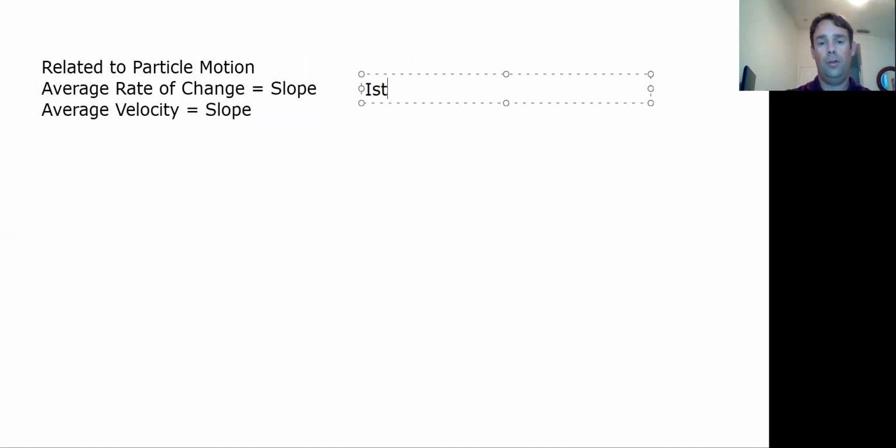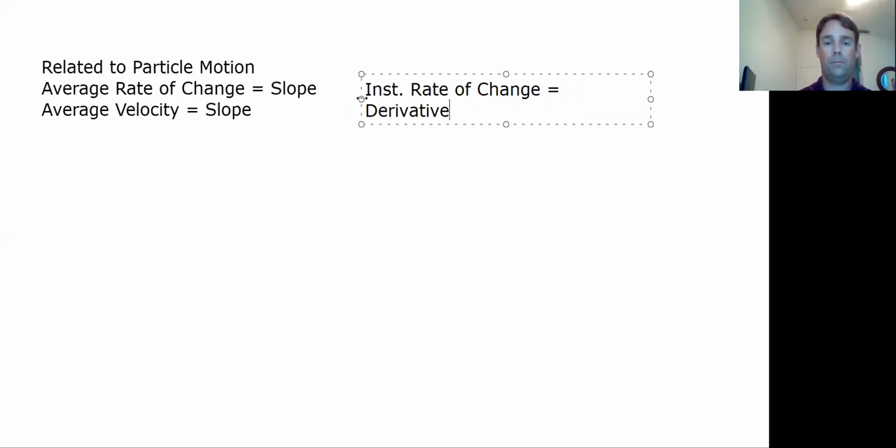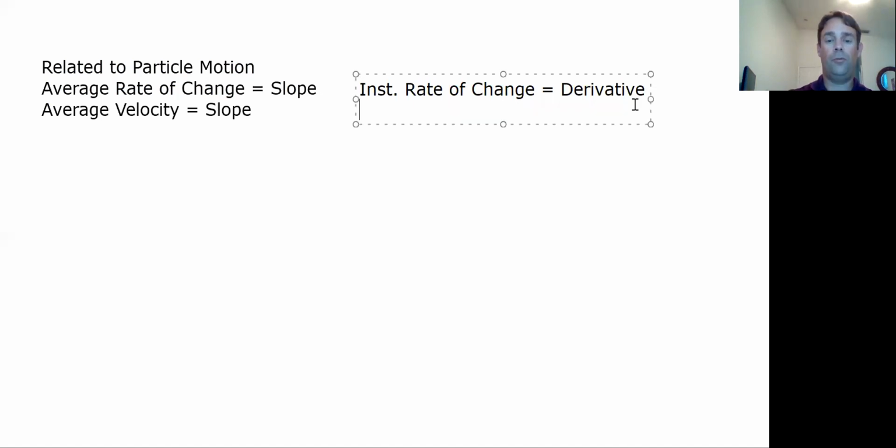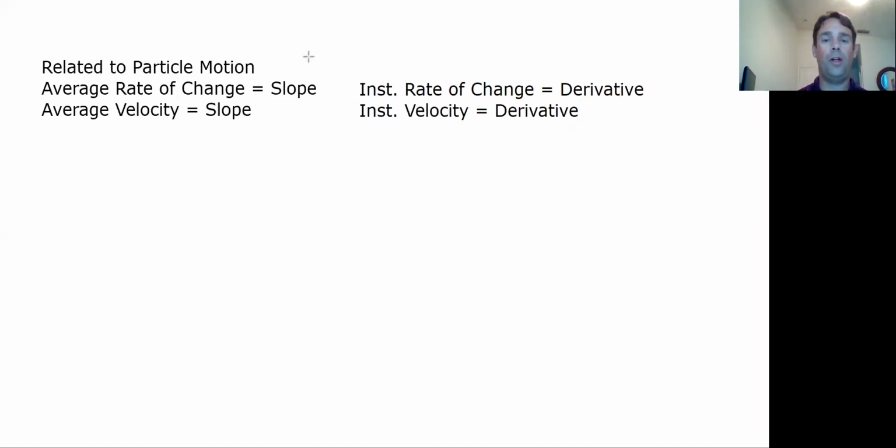Likewise, instantaneous rate of change is a derivative, therefore instantaneous velocity is a derivative. So we have this idea that we can apply to particle motion. I know the position of a function. I can use that to help me determine its velocity. If it's average velocity, then I'm really looking at the slope between two values. If it's instantaneous velocity, then I'm looking for the derivative at a point.